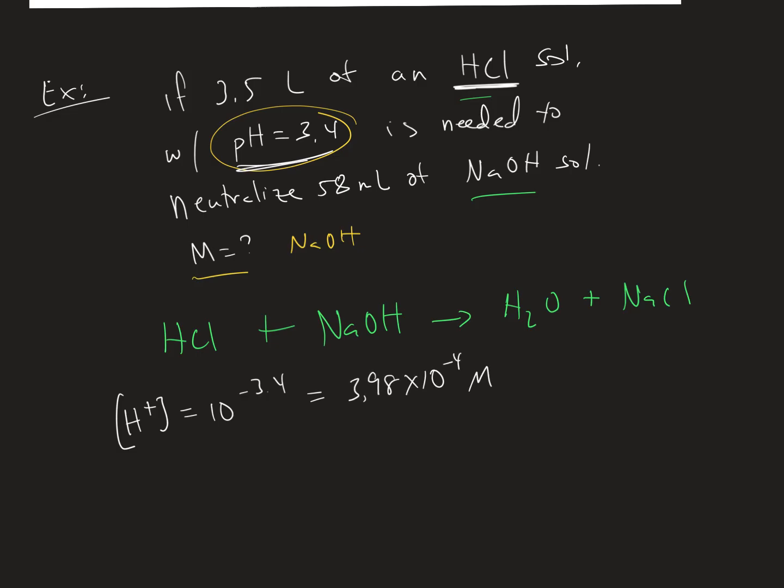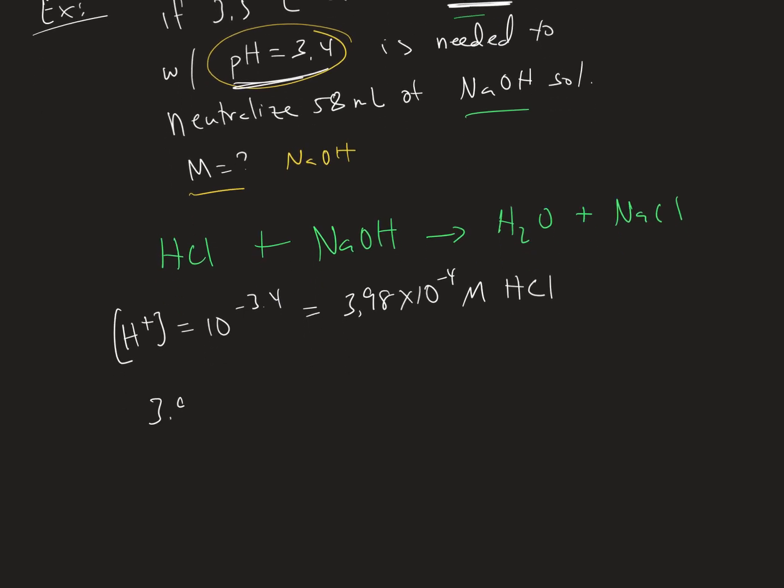Can I just change this to HCl? Is it a 1-to-1 ratio? Yeah, I could just change that to HCl. So now I have 3.98 times 10 to the negative 4, and I'm going to change this to moles over liters of HCl. You follow me? Okay.